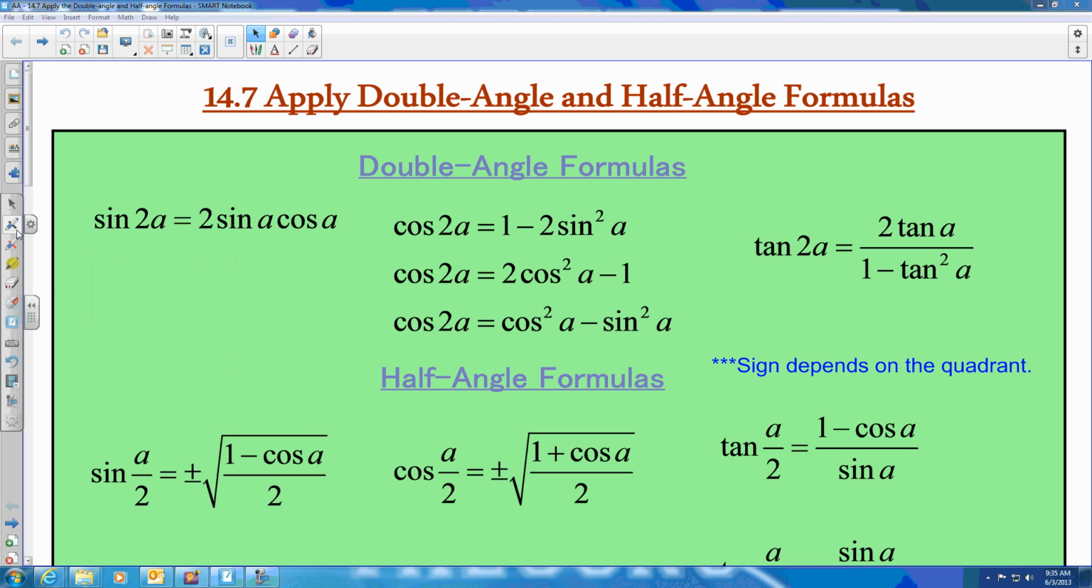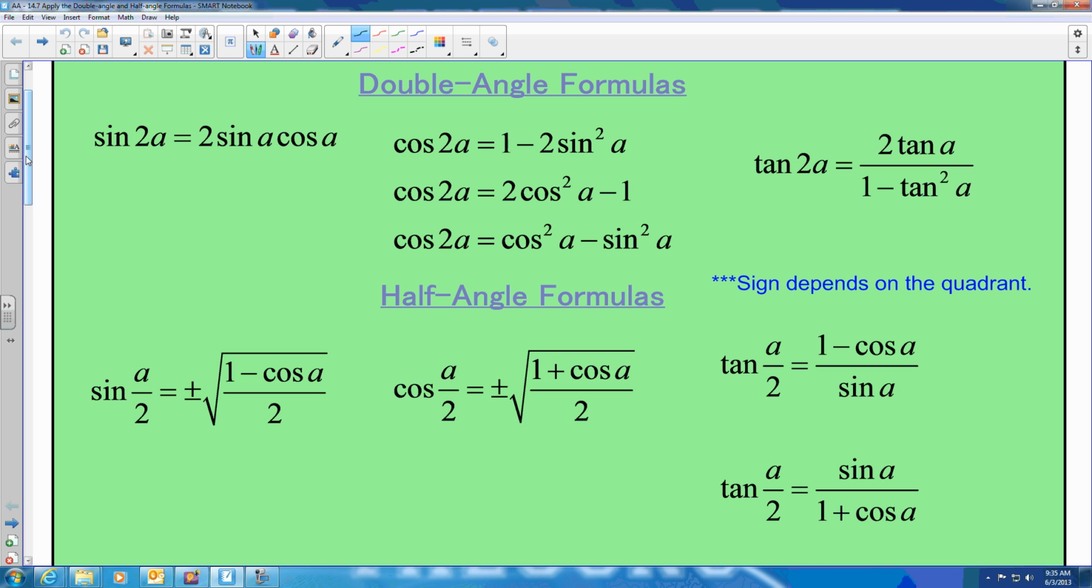Okay, we are in section 14.7 where we get to apply double angle and half angle formulas. If you look at the notes that we have presented here in green, these are the formulas for both the double angle and half angle formulas.